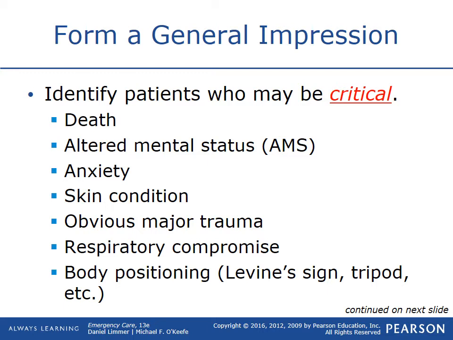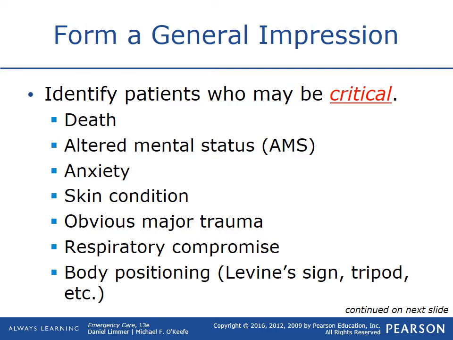So some things that can key into being a critical patient are, obviously, death and altered mental status. Always pay attention to altered mental status, knowing that if it is truly altered from their normal, they may always be confused or not be in their normal right mindset. But anybody who does have an altered mental status from their normal is a very bad sign.